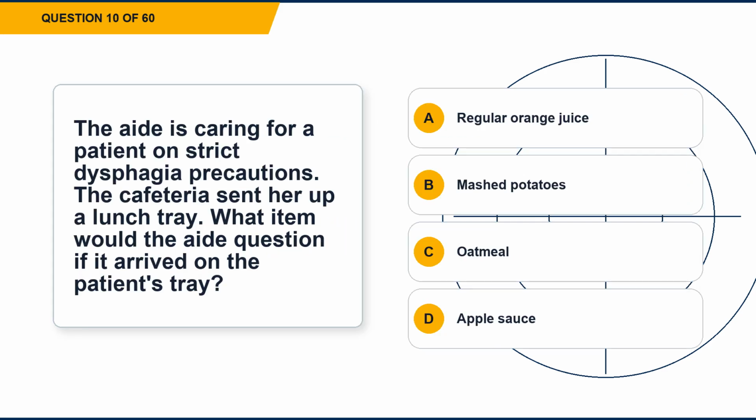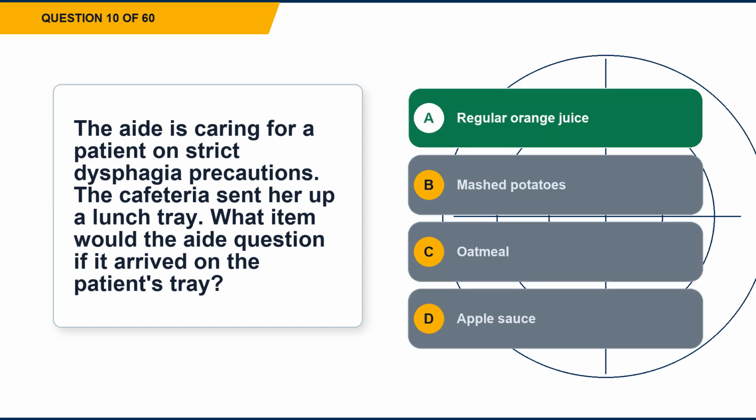Question 10. The aide is caring for a patient on strict dysphagia precautions. The cafeteria sent her up a lunch tray. What item would the aide question if it arrived on the patient's tray? Option A. Regular orange juice. Option B. Mashed potatoes. Option C. Oatmeal. Option D. Applesauce. The correct answer is option A.